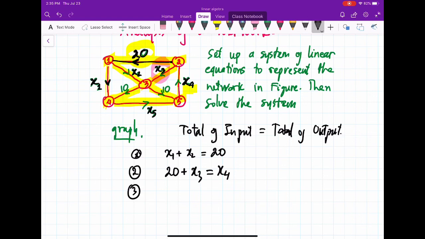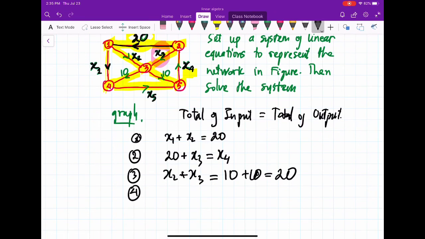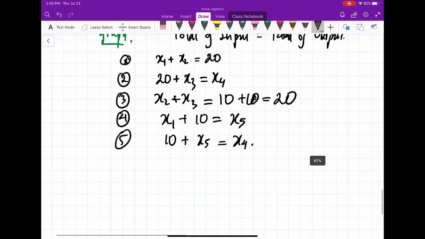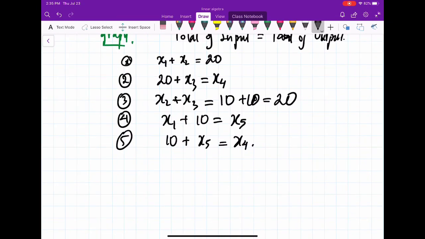For the third one, I have two inputs, x2 plus x3, and two outputs, that is 10 plus 10, which is 20. Okay. For the fourth one, I have x1 plus 10 equal to x5. And for the last one, I have 10 plus x5 equal to x4. I don't want to skip steps, right? I just try to write out all the equations, and then let's rewrite this system.